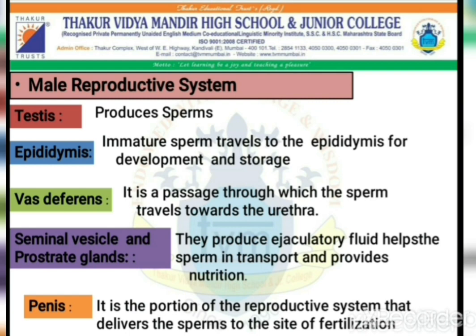So that is about your male reproductive system, starting from the testis, the place where the sperms are formed. Then the sperms are stored in the epididymis. Then from the epididymis, with the help of the vas deferens, the sperms come up. They get mixed with the fluid from the seminal vesicle and prostate glands. Then through the penis, they reach the site of fertilization. That is where the fertilization has to be carried out. So that is about the male reproductive system. In this, we have discussed the male gametes, that is the sperms.